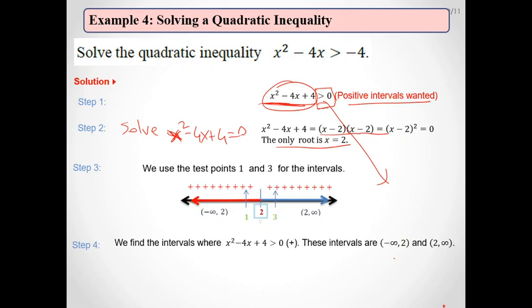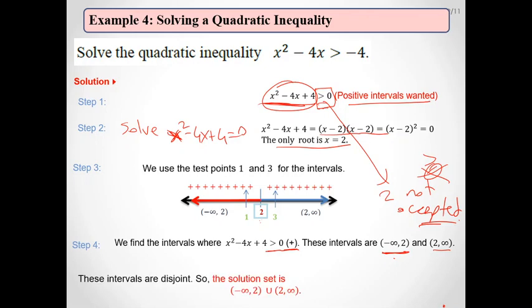So we find the intervals strictly bigger than 0. These are these two intervals, negative infinity to 2 and 2 to infinity. 2 is not accepted because there is no equal to. So the solution set will be, okay, they are disjoint, you cannot put them together. 2 is not included, so this is the solution set.